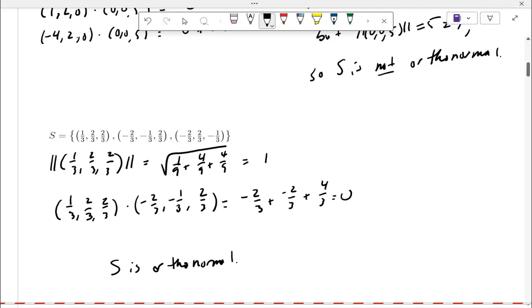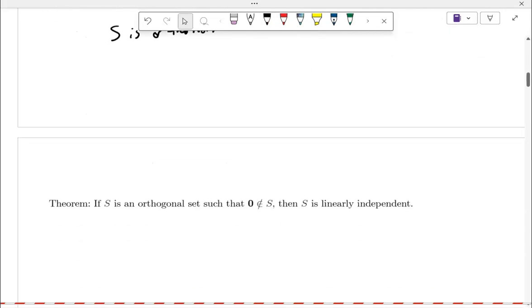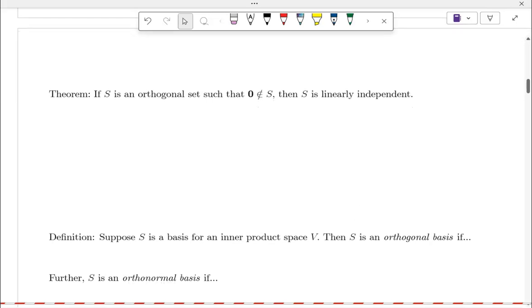Okay, let's look at the next one. It tells us a little bit about why we care about orthogonal sets.